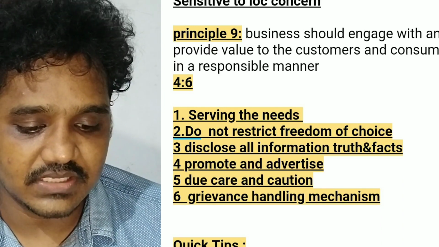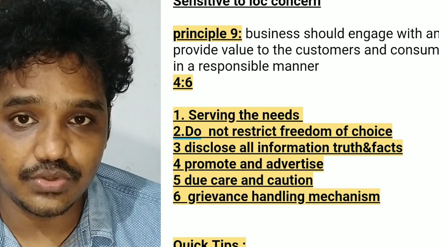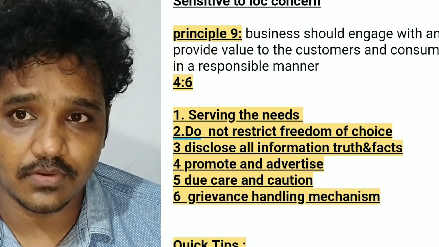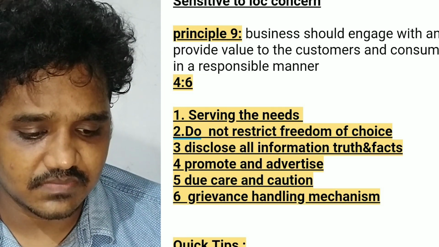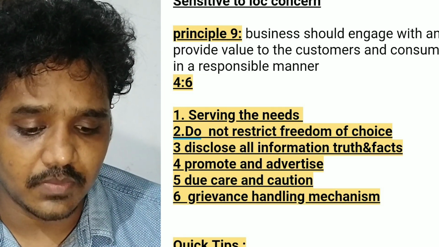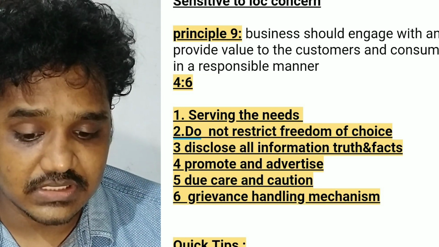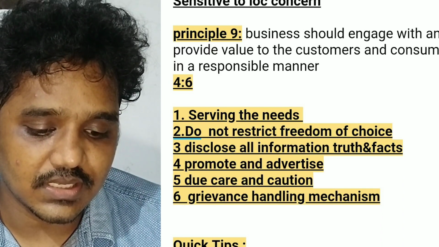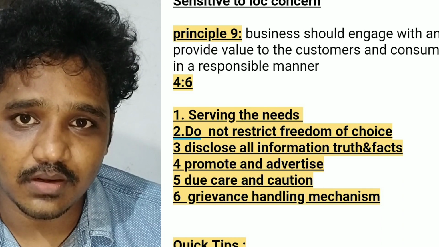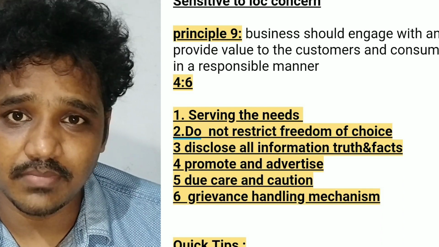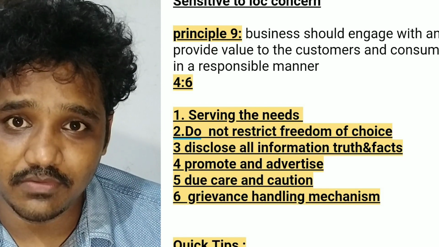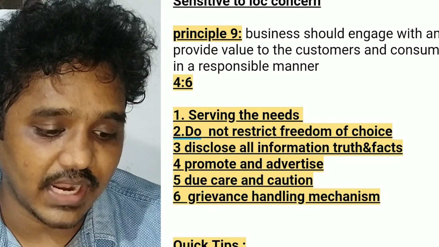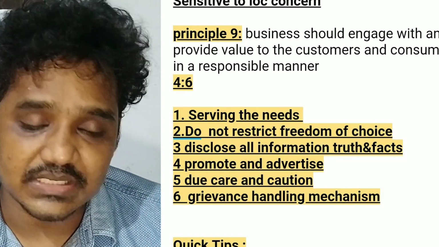While promoting and advertising your products, you should be very careful that your customers are not misled or confused. So that is one point. And the next one is you have to give utmost care with respect to goods and services that result in over exploitation of natural resources or lead to excessive conspicuous consumption. Water, air, and all the natural resources should be protected well, and you are responsible for that as a business person. And the last point is business should provide an adequate grievance handling mechanism to address customer concerns and feedback.